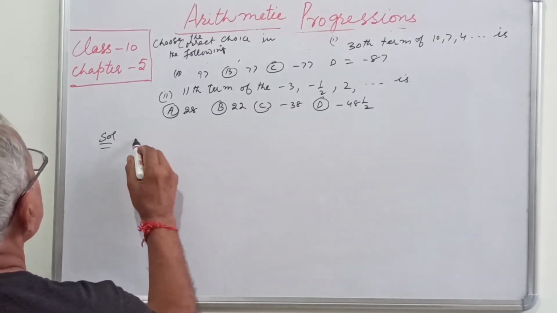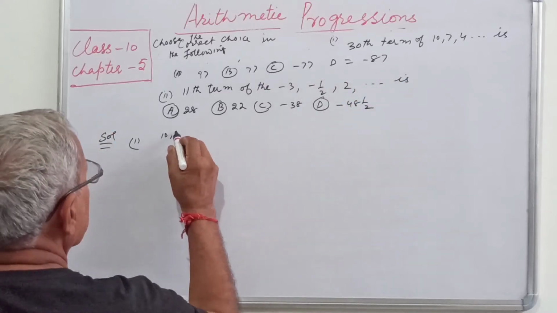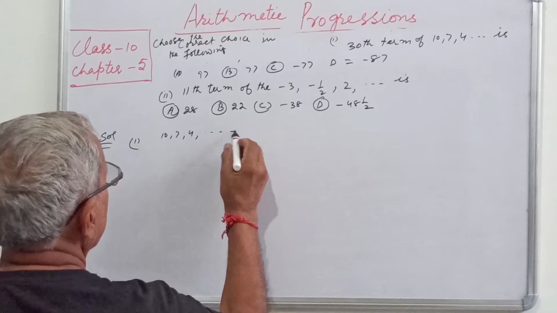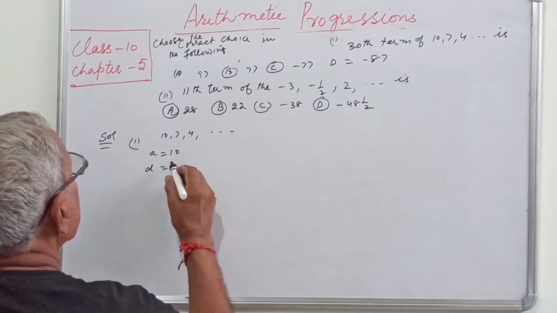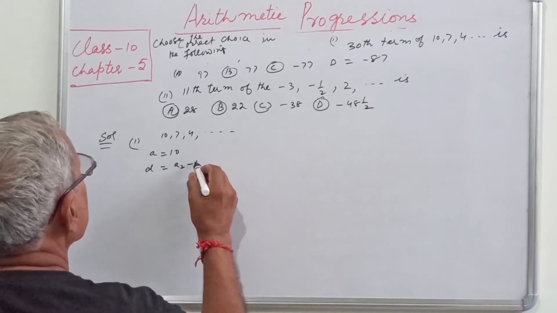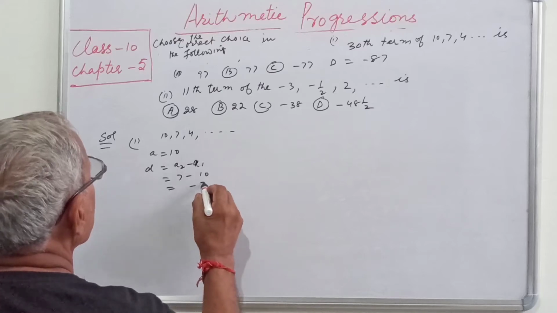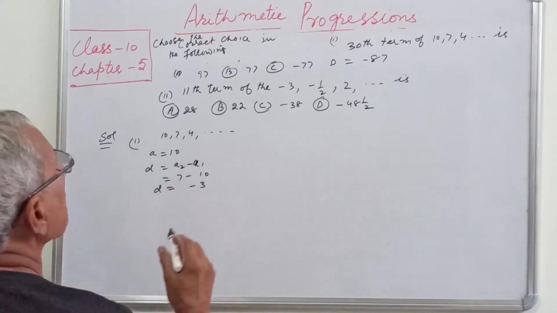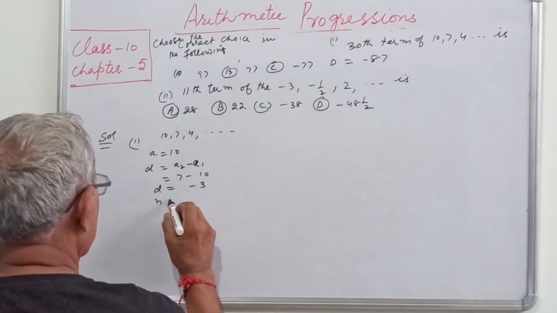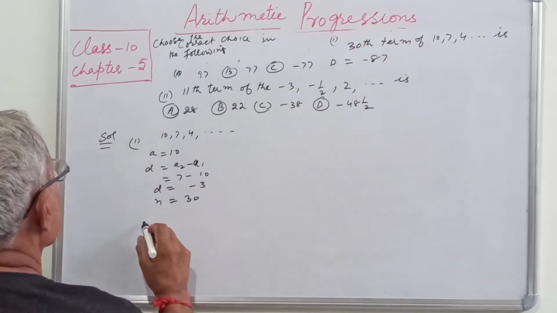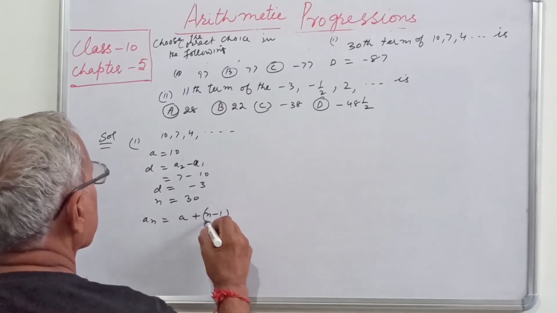Solution, the first part. Given AP is 10, 7, 4. So a is 10. So d will be a2 minus a1, so 7 minus 10, that will be minus 3. So d is minus 3. So we have to find the 30th term. So n is 30. So an, so a plus n minus 1 into d.